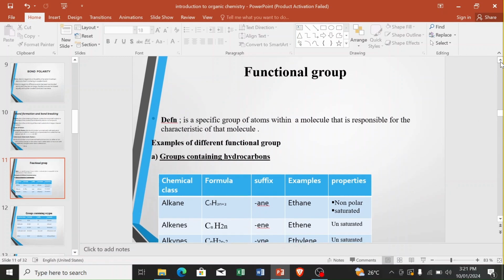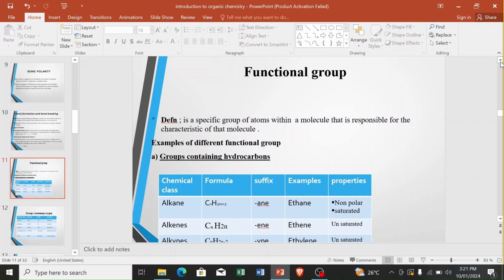Okay. So that takes us to functional groups. Our carbons can have different functional groups. What is a functional group? It is a specific group of atoms within a molecule that is responsible for the characteristics of that molecule.